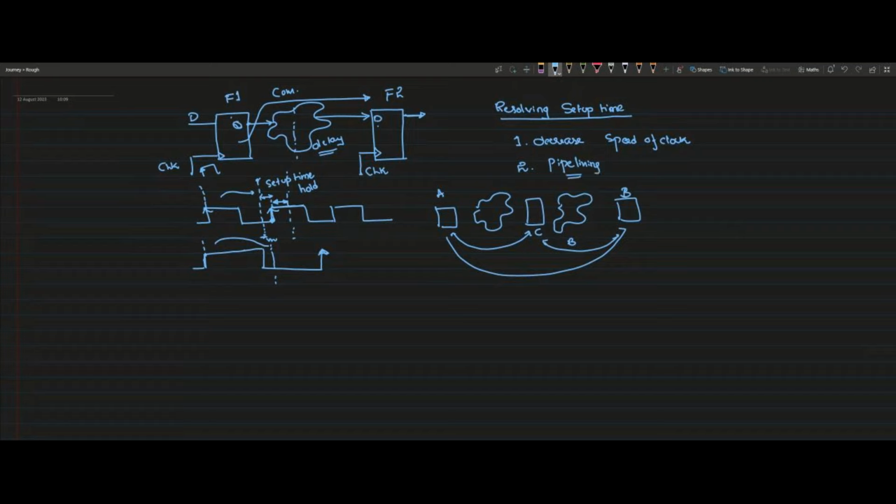So these are the two common ways how we solve the setup violation. Sorry, not hold violation.